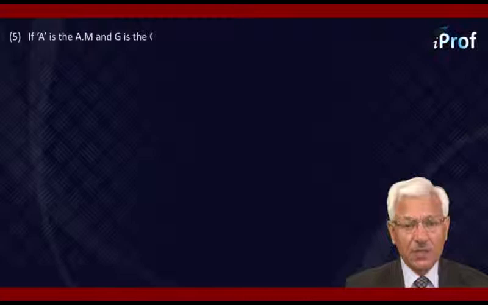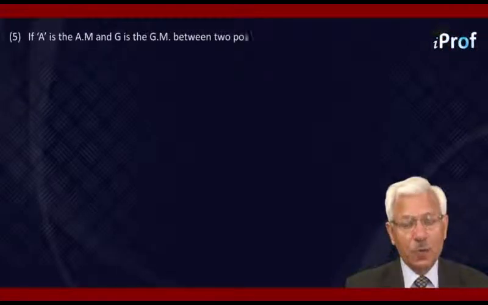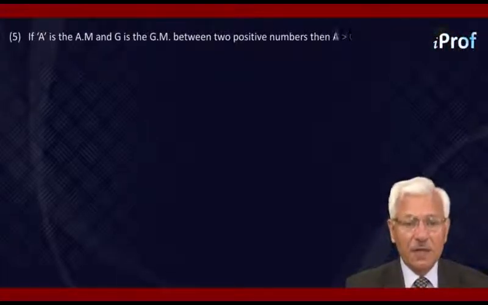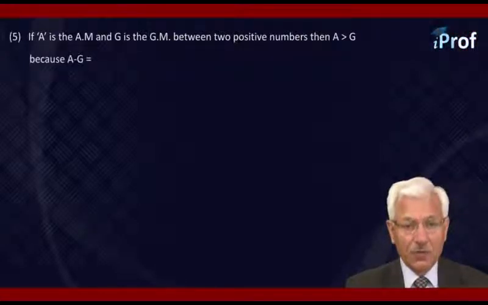Another important and very, very useful property is that if A is the arithmetic mean and G is the geometric mean between two positive numbers, then A is always greater than G. It has lot of uses.